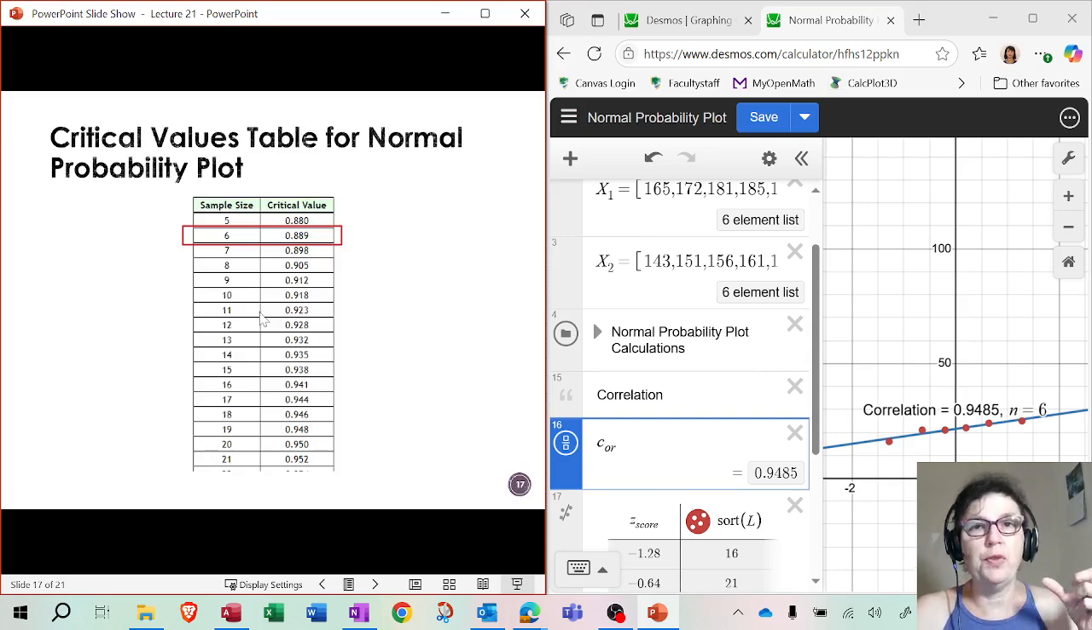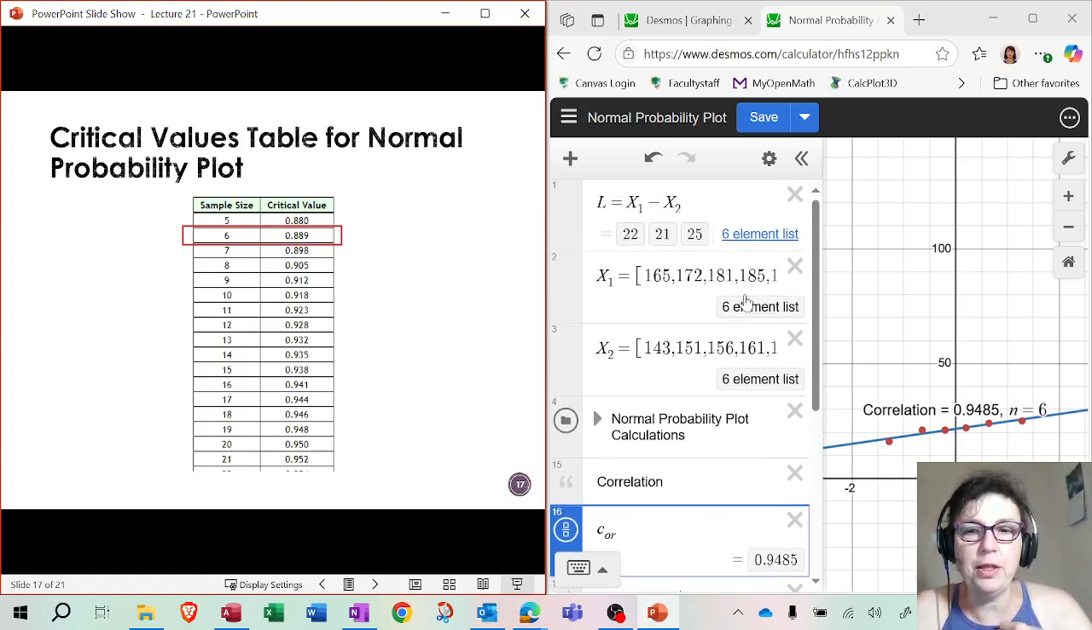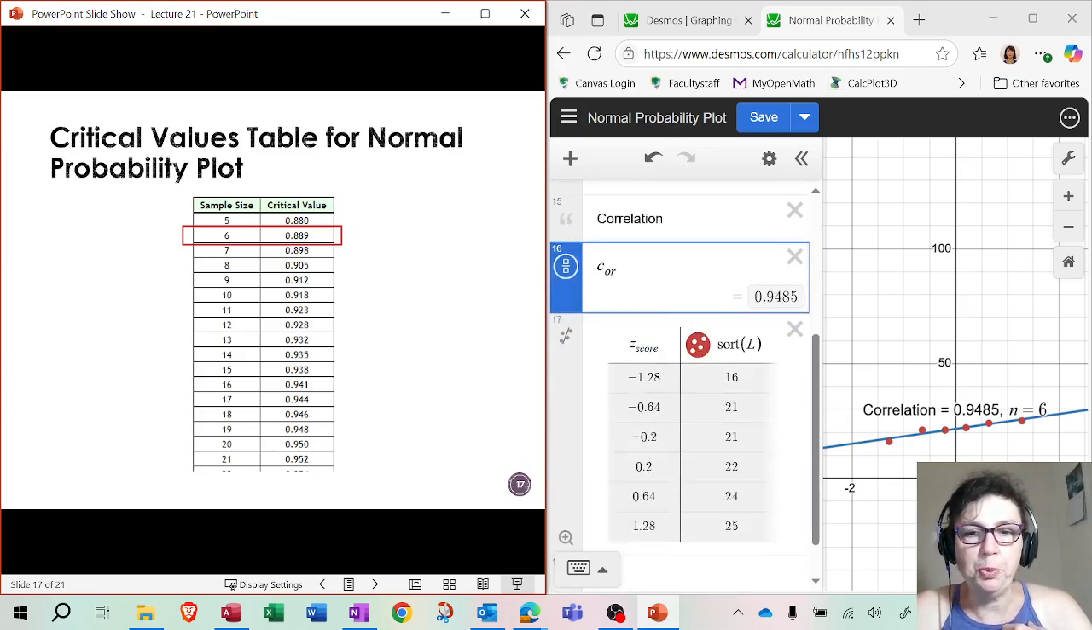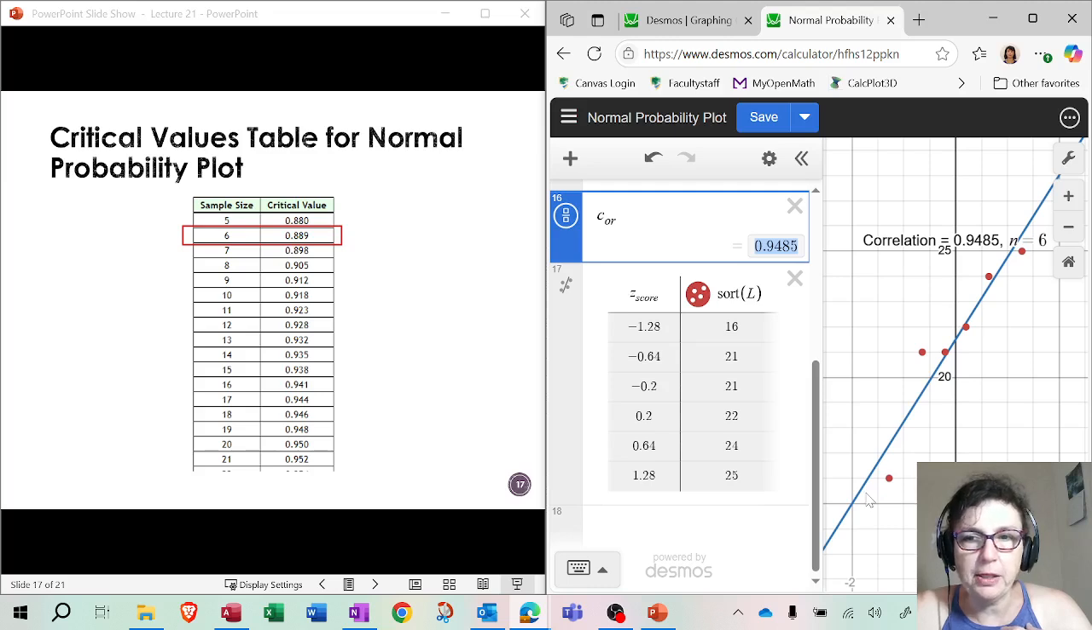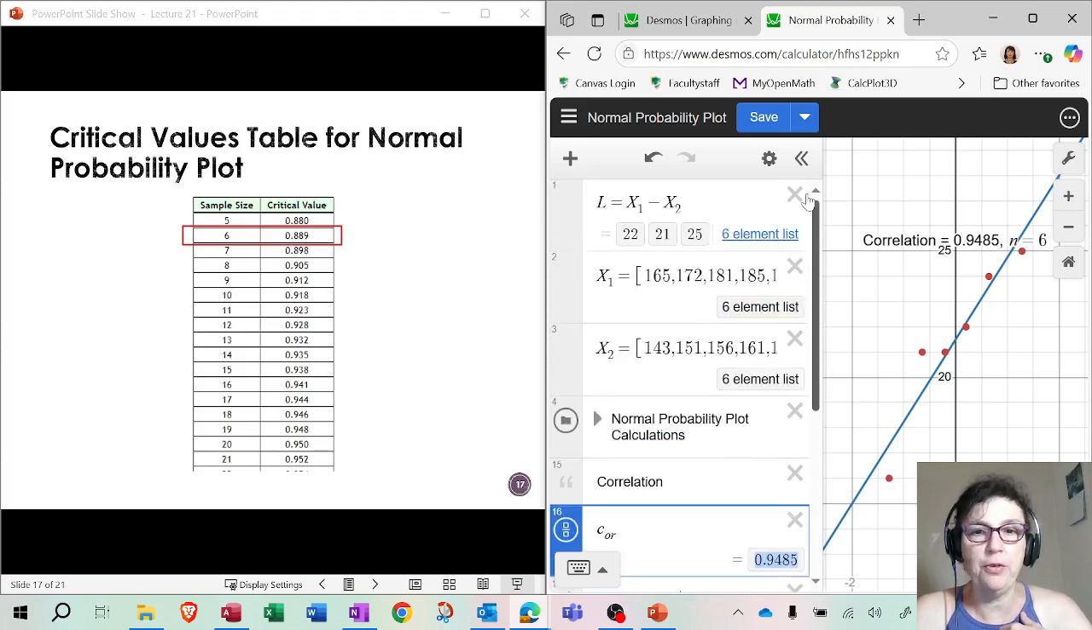In terms of the sample size, sometimes people get confused because you have 2 samples. One has 6 observations, another has 6 observations. Does it mean that the sample size is 12? No, it doesn't, because everything here is about the differences. This plot shows the differences, not each individual sample. So you are looking up the value under 6. However many differences you have, that's your sample size here. And that's 0.889. So here I say 0.9485 is definitely larger than 0.889, which means that assumptions are satisfied. We were able to test successfully.